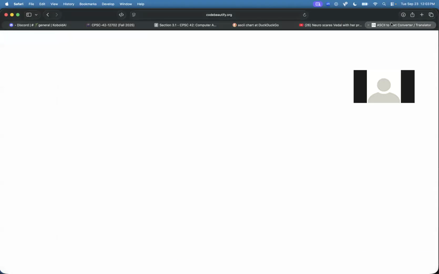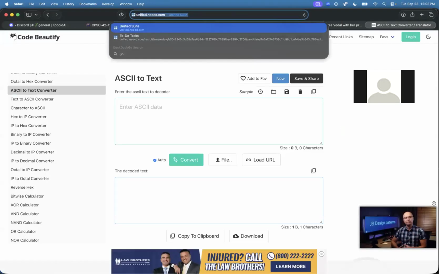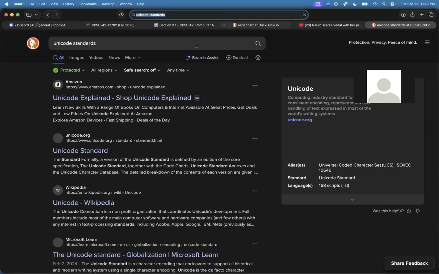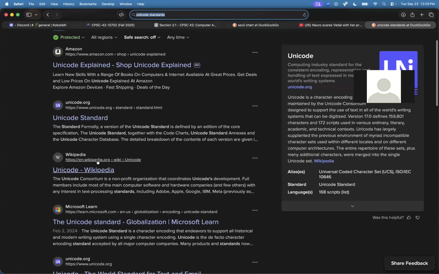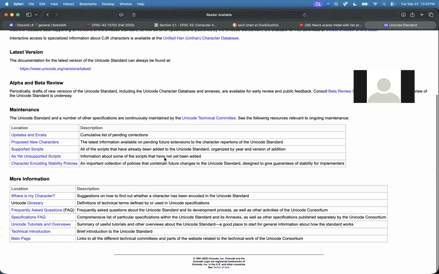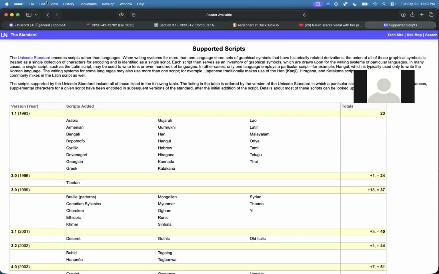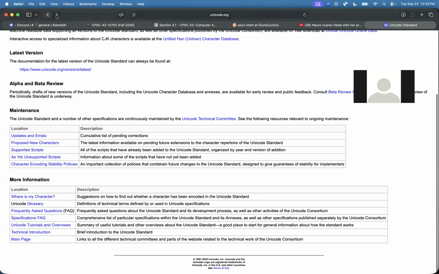So, like, if we go to Unicode standards and you try to find them, you can't just get a list of tables. So like where's... I don't know.